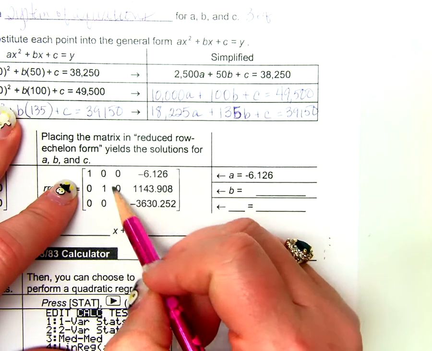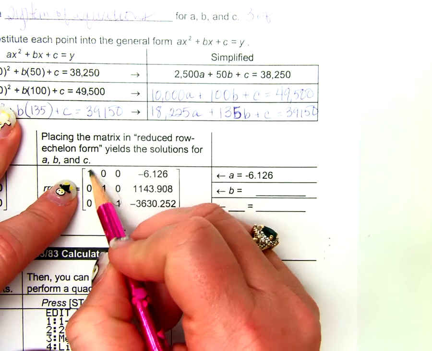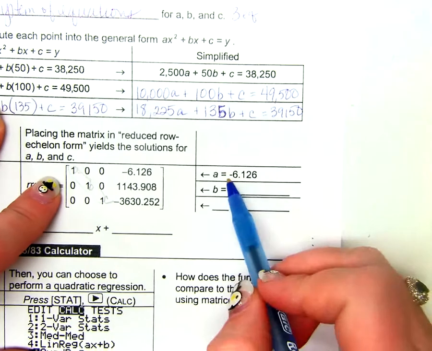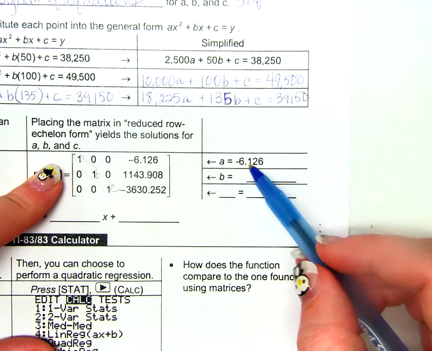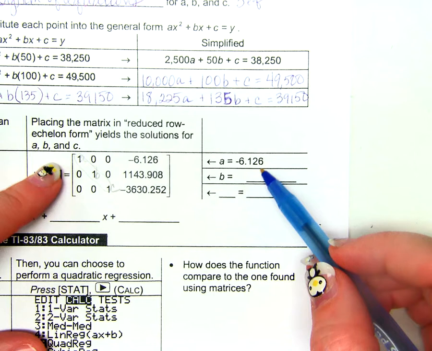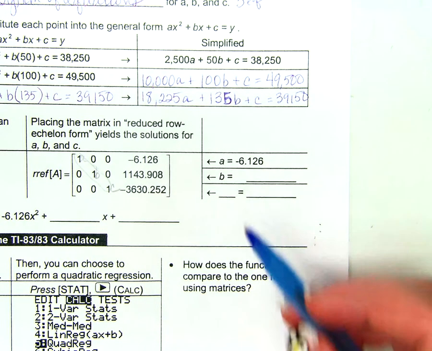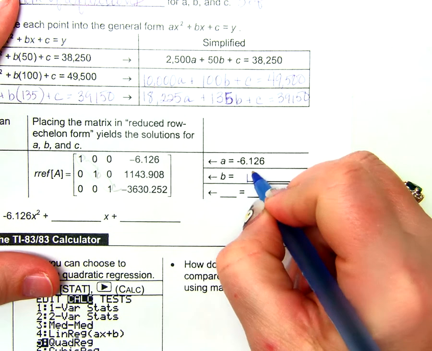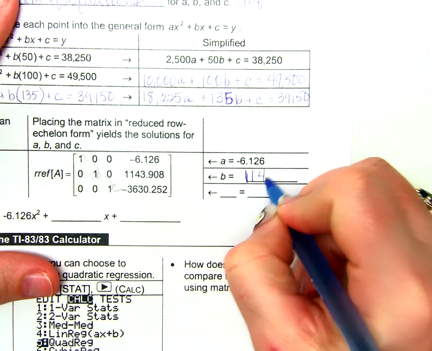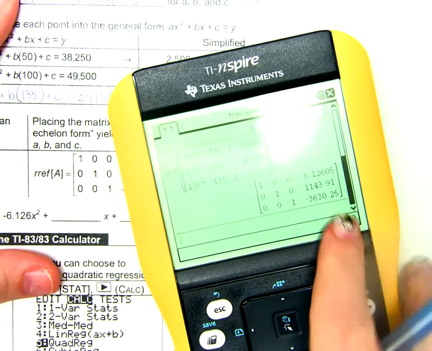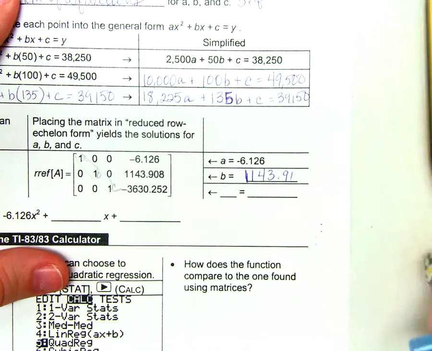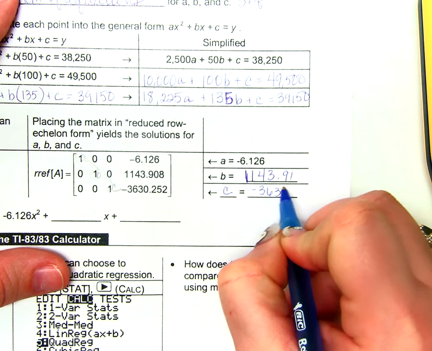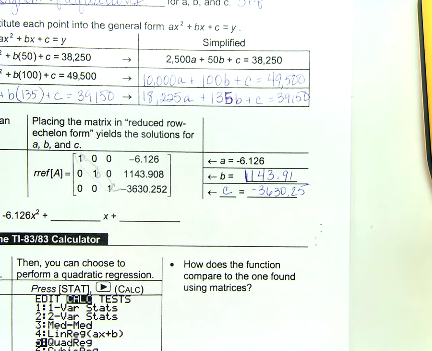So remember, if this diagonal is 1s, that means I've solved for A and B and C. Do you remember that? Okay. So what is A? What's the value of A? Yeah, I know it says. Say it anyways. Okay. What's B? $1,143.91. I mean, that's what it says in our calculator, 91, right? What's C? .25? We good with that?